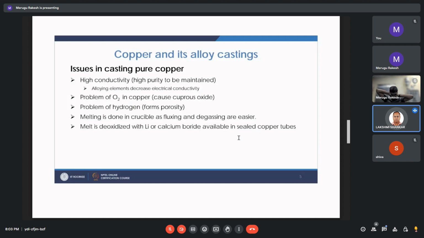Sir, how is degassing done? So this is very simple. The simple method is we will have tablets of these degassing agents. We'll just mix that with the molten metal, and mix it well. This degassing agent will react with the molten metal, and if there is any oxygen or nitrogen present, it will form some slag, and later we will remove that slag.